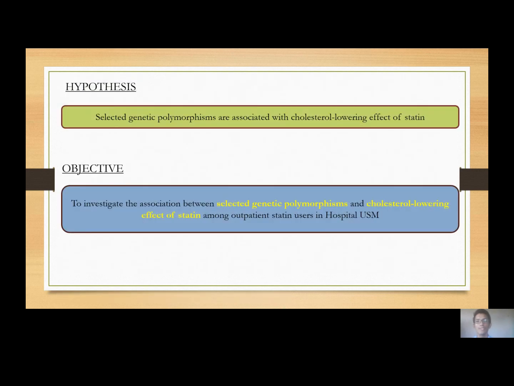Therefore, we hypothesize that these selected genetic polymorphisms are associated with the cholesterol-lowering effect of statin, and our aim is to investigate the association between these selected genetic polymorphisms and the cholesterol-lowering effect of statin among outpatient statin users in hospital USM.